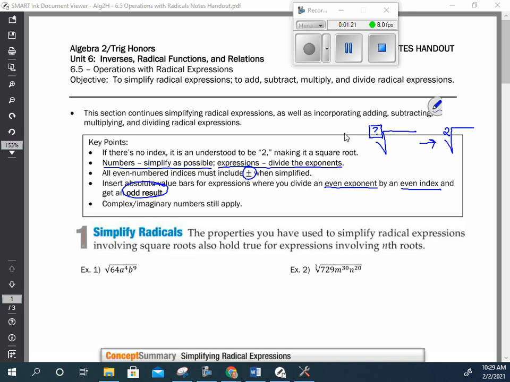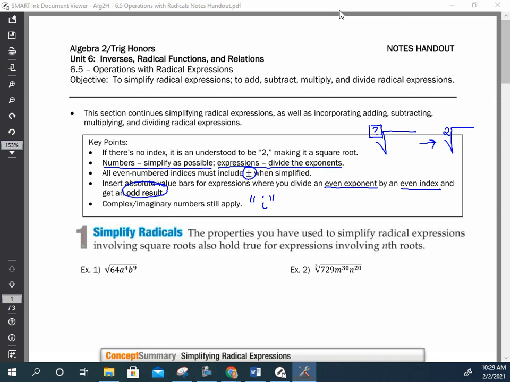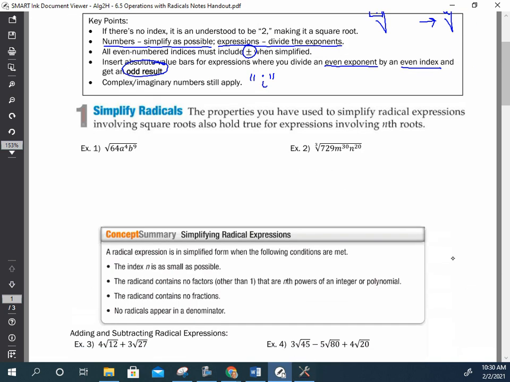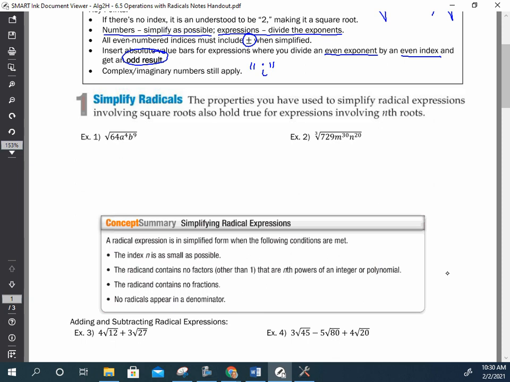And then complex numbers, imaginary numbers still apply. That just means if you get i, it can still be a part of the answer. So again, most of those are the same things that we went through yesterday. So let's go ahead and jump right on in.